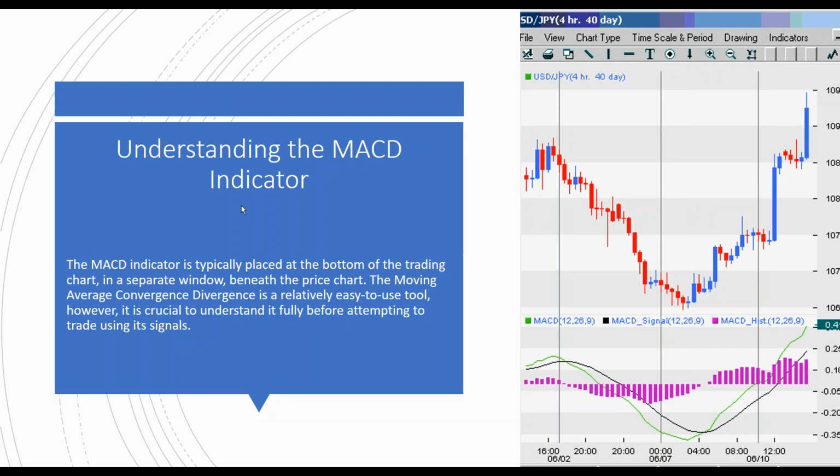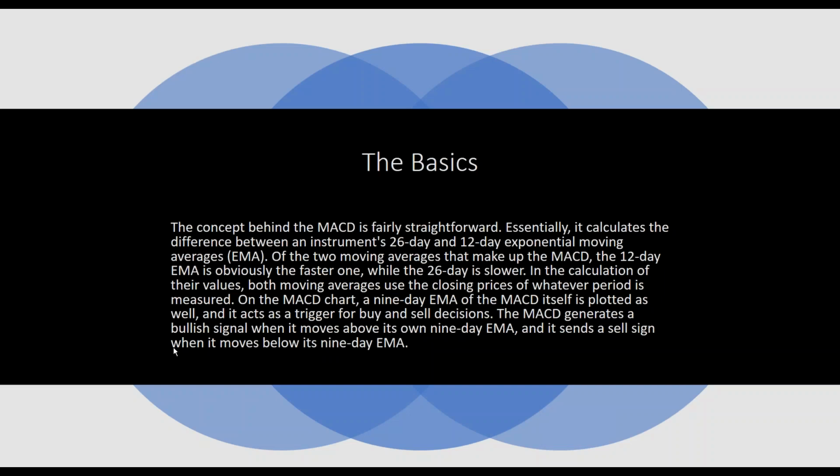Okay, the MACD indicator is typically placed at the bottom of the trading chart in a separate window beneath the price chart. Hence, it's a technical indicator. A technical indicator is anything that is placed on a chart. The moving average convergence divergence is a relatively easy-to-use tool. However, it is crucial to understand it fully before attempting to use its signals. The concept behind MACD is fairly straightforward. Essentially, it calculates the difference between an instrument's 26-day moving average and 12-day moving average of exponential moving averages.